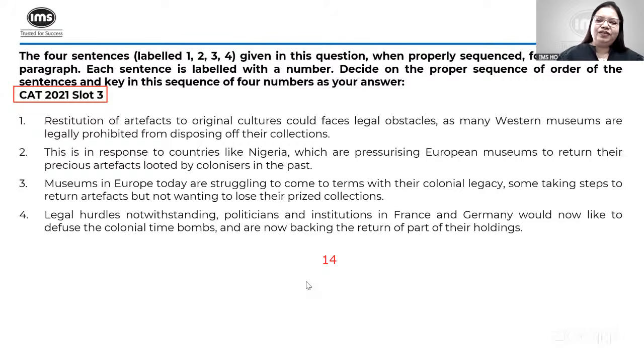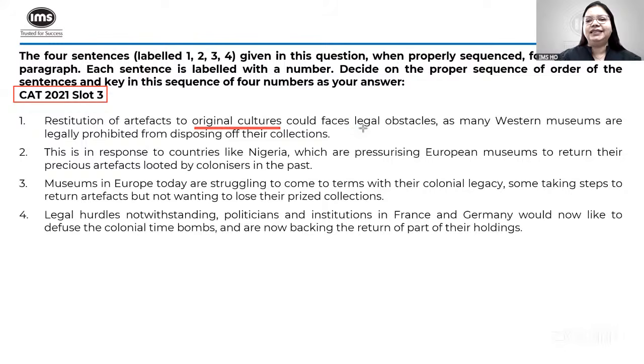Right. So I think all of us can see that 4-1 is a pair, correct? How does 4-1 become a pair? When I read 1, I figure that returning of artifacts, even if I don't understand the word restitution, I think when you come across something that says original cultures, restituting artifacts or man-made objects to original cultures, the idea of returning where they were taken from comes in, correct? Even otherwise, later on, some taking steps to return artifacts is mentioned.